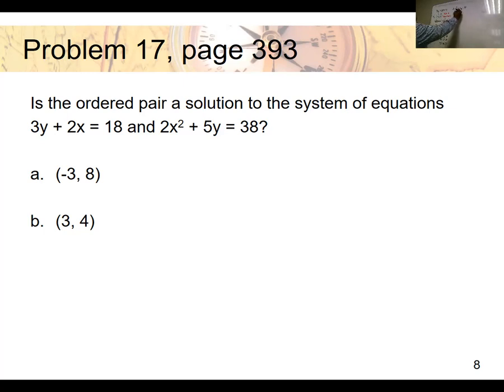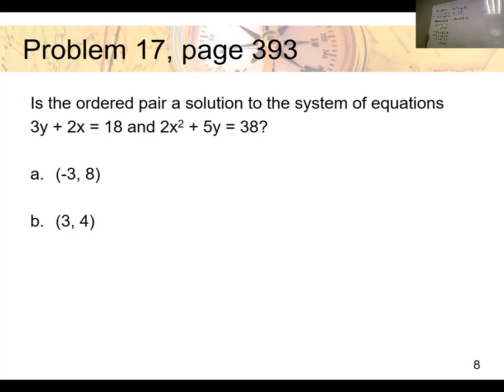So again, in this case, the first number is your x. In this case, it's going to be 3. The second number will be the y. That'll be 4. So I'm going to substitute the x and the y in each of these equations, starting with 3y plus 2x equals 18. So I'm going to substitute here. This will be 3 times the y, which is 4, plus 2 times x, which is 3. That should equal 18.